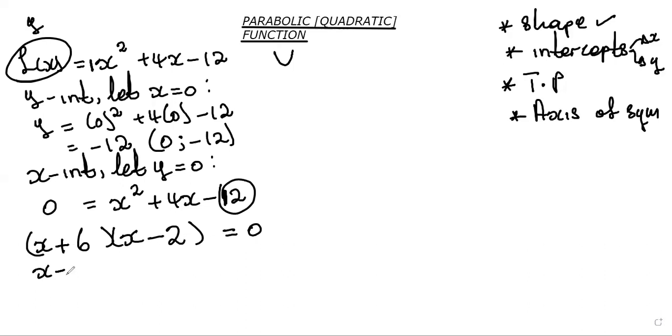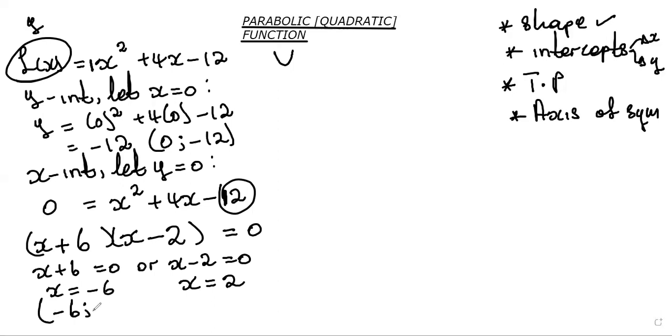Then here we apply the zero factor law. x plus 6 equals 0, or x minus 2 equals 0. So this means that the first x-intercept will be negative 6, and the second x-intercept will just be positive 2. In coordinate form, this is going to be (-6, 0), but this one is going to be (2, 0) like that. So we are done finding the intercepts.